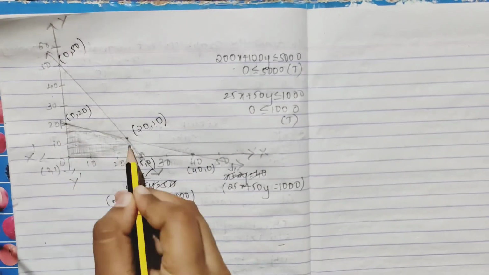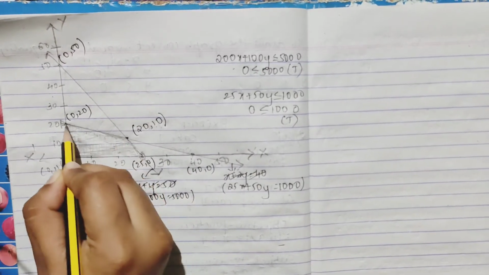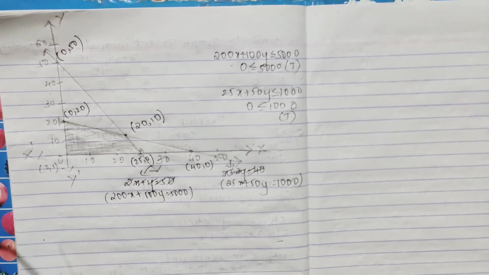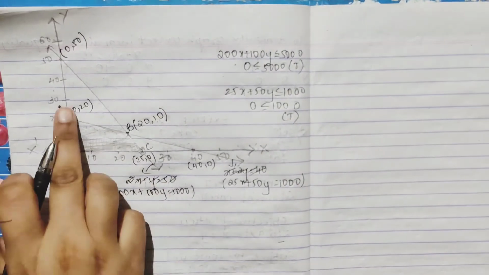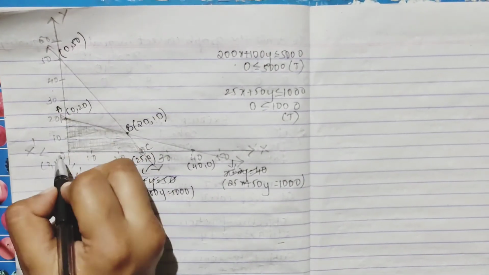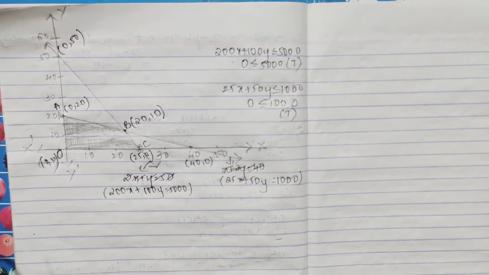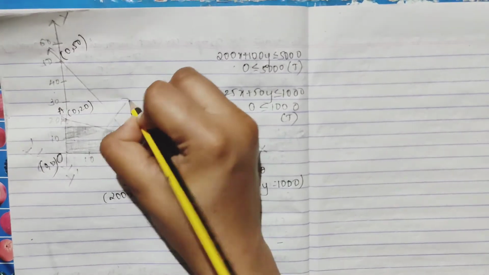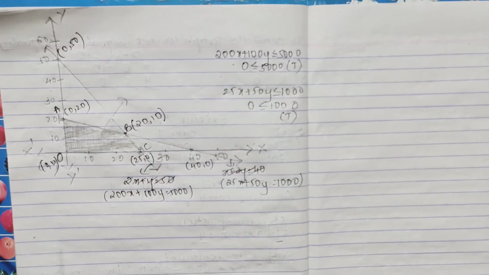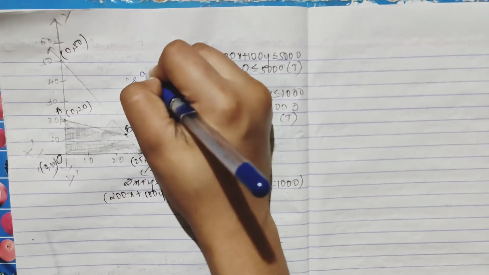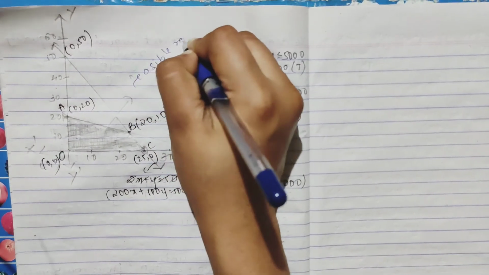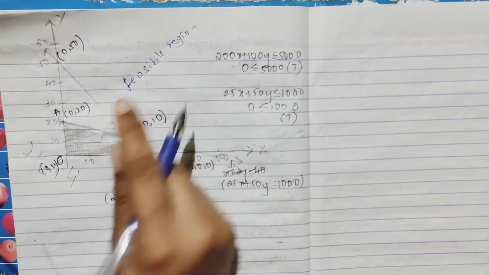So you got 1, 2, 3. This region you have got. So this line you'll get A, B, C, and even one will be your origin 0, 0, right? So you can just note it down that this is your feasible region, and it is bounded, right? So it is bounded only.